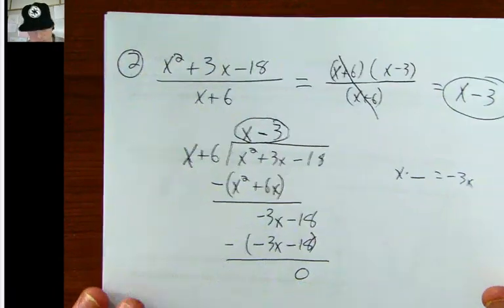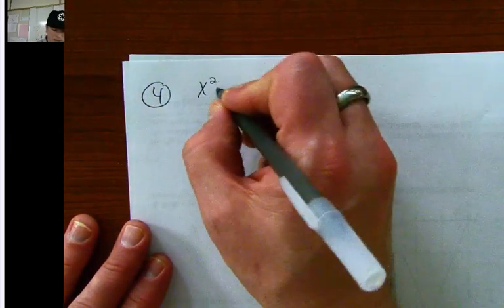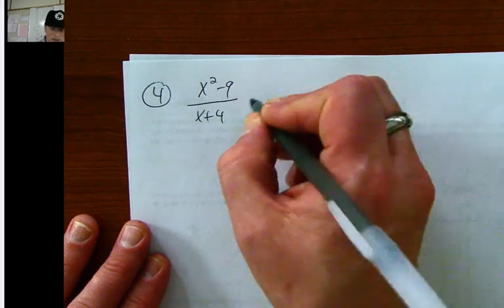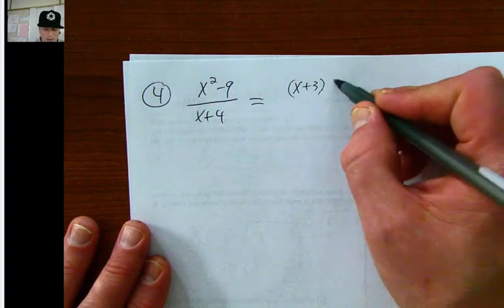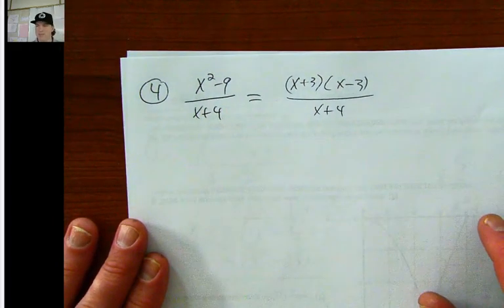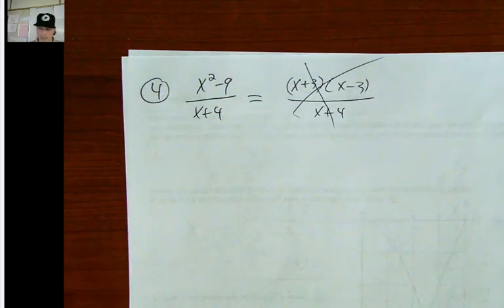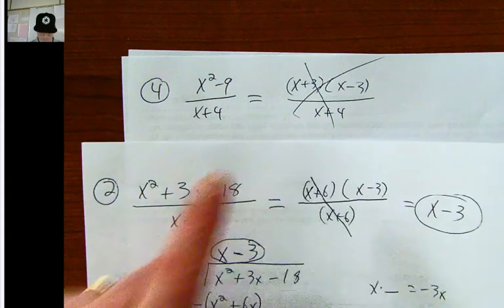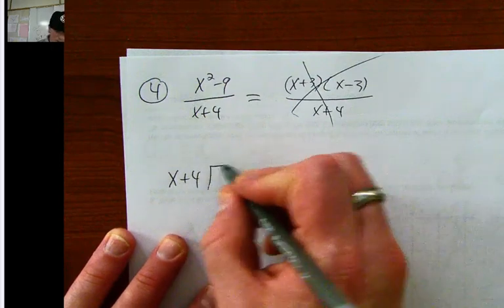Example number 3. Okay, this one, it's a little bit different. Number 4. x squared minus 9 all over x plus 4. If I think about that last problem, I noticed that this numerator is factorable. Even if I tried to factor it, x plus 3 times x minus 3 over x plus 4, in this case, nothing cancels out. So there's no real point in doing this because nothing canceled out. In the last problem, factoring would work out because something canceled out. So factoring is only useful if stuff actually cancels out. If it doesn't, you go through the long division.